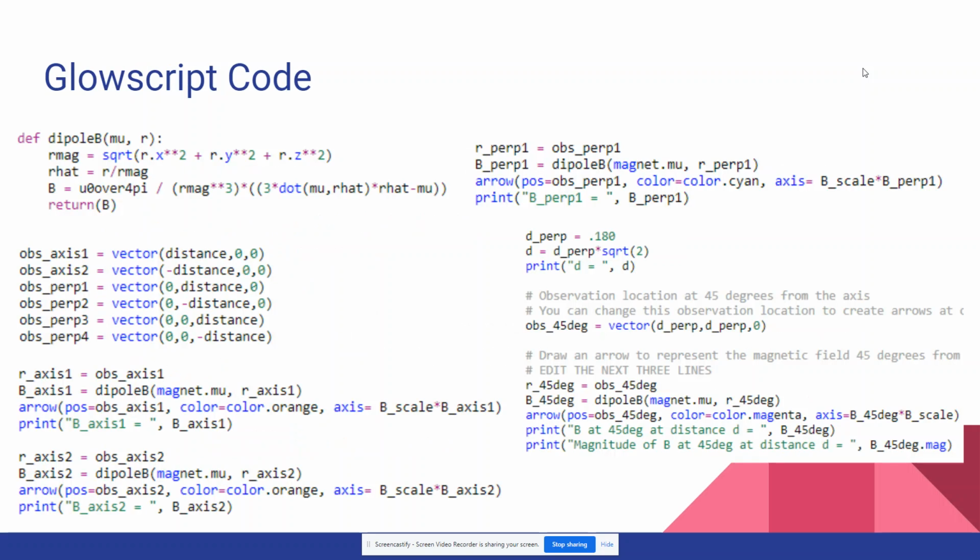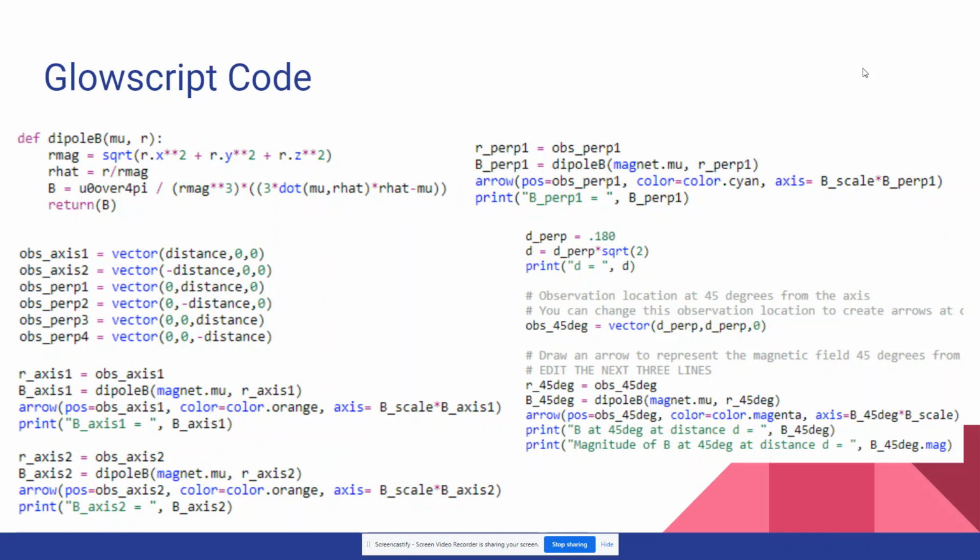These are the main parts of the Glowscript model, including the function that calculates the magnetic field, and this allowed for the creation of the magnetic field of a dipole at any location. There were 6 locations added, 2 on axis and 4 perpendicular, added to create the observation locations of the lab. They are represented by r-axis and r-perp.